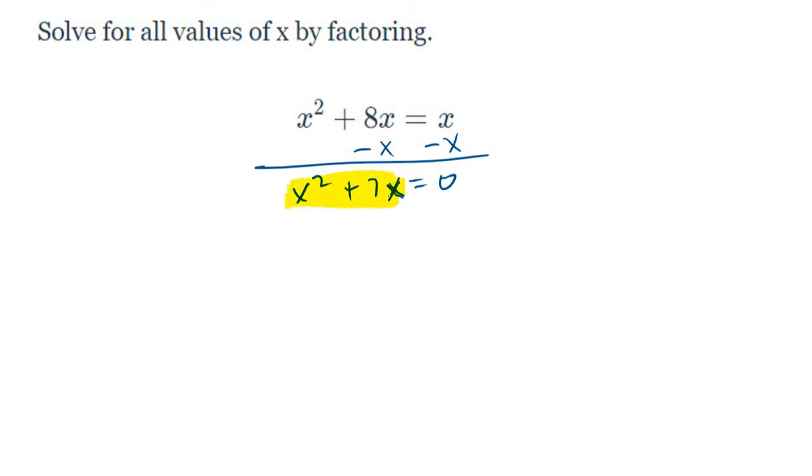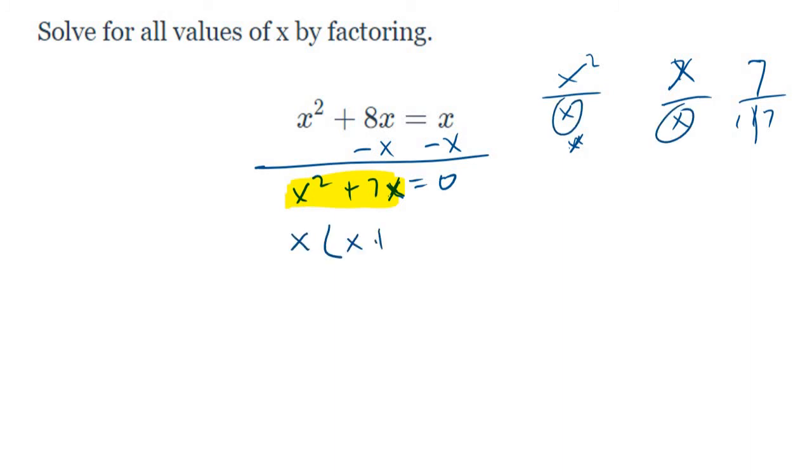Okay, you remember way back, what you do is look for the GCF. So x squared is x and x, and then x is just x, and then 7 is 1 and 7. Okay, so the GCF here is x, only x is common, so we're going to do x parentheses x plus 7 equals 0. All right, so we're going to do ZPP now, zero product property.